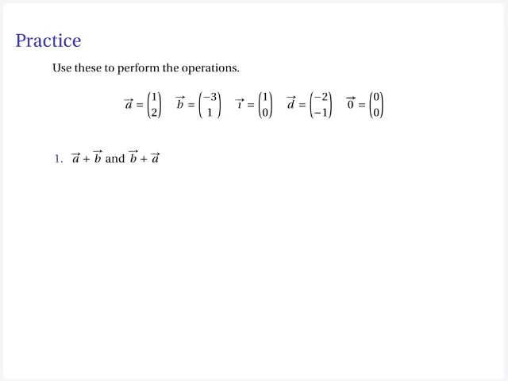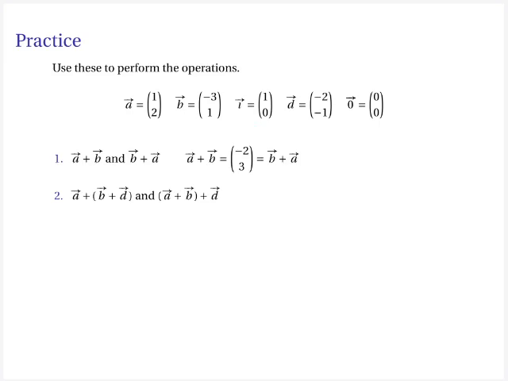So practice, time for practice. I urge you, of course, to take out a piece of paper and try the problems, and then come back and see the answer that I put up. I just have a pile of vectors here. You might notice this vector here is called i, and it is the vector with a 1 and a 0. There's also a j that consists of a 0 and a 1. Anyway, I have a pile of vectors, and I'm going to add a plus b and b plus a. I'm going to give you a second to pause the video and give it a try.